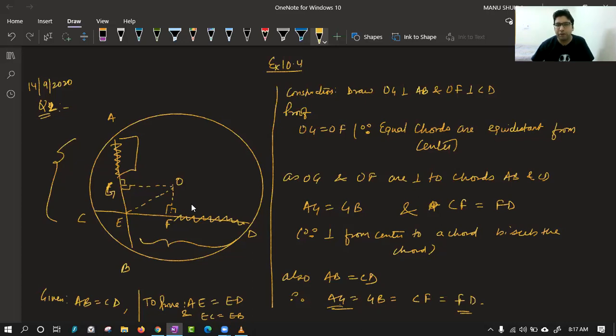Tell me by RHS. First thing is, please tell me the first thing in these triangles. OF equal to OG. OF is equal to OG. Yes, it is. We have proved above. Second thing, angle F 90 degree. Let me call them 1, 2. This is 1. This is 2. They both 90 degree. Yes, beta.